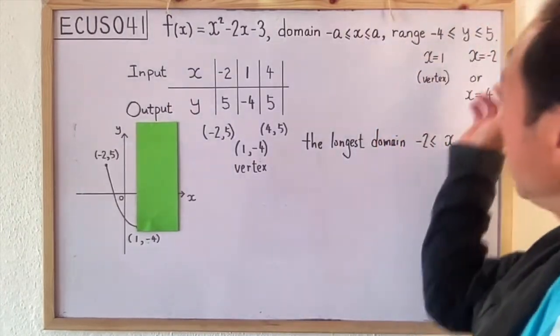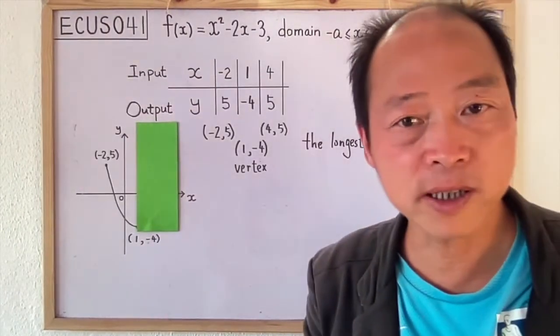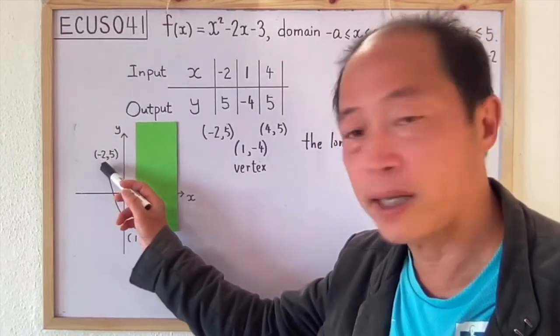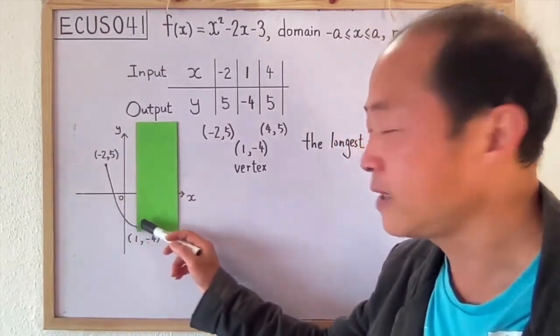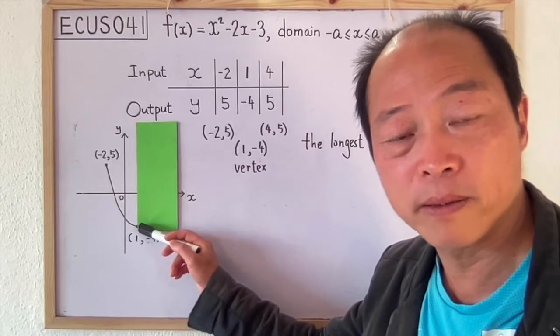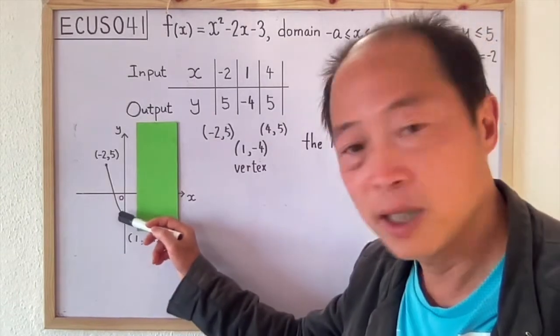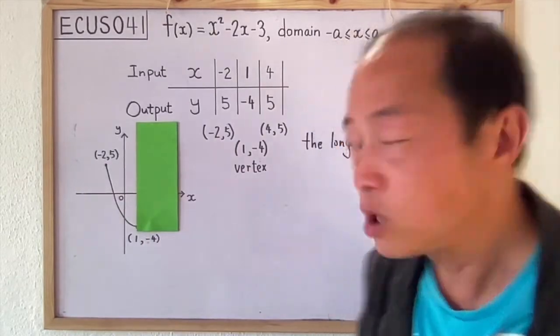To keep this range, the shortest possible part of the graph to discuss has to start from this point, -2, 5, and end at this point, 1, -4. If the part of the graph becomes shorter, we will have a shorter range than this one.